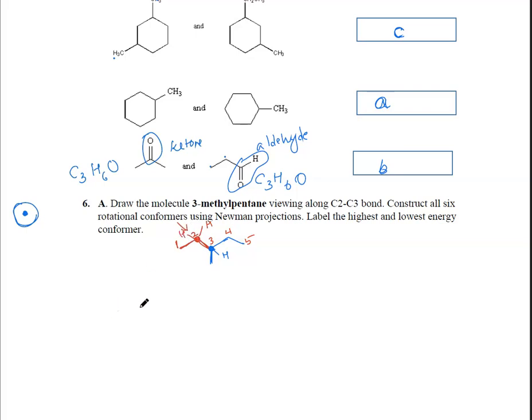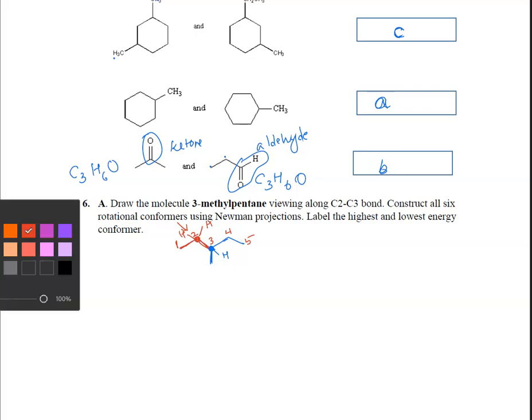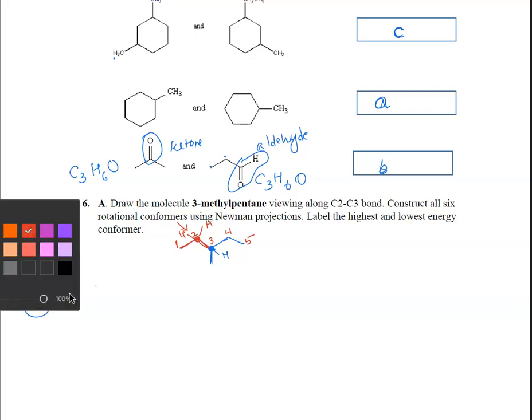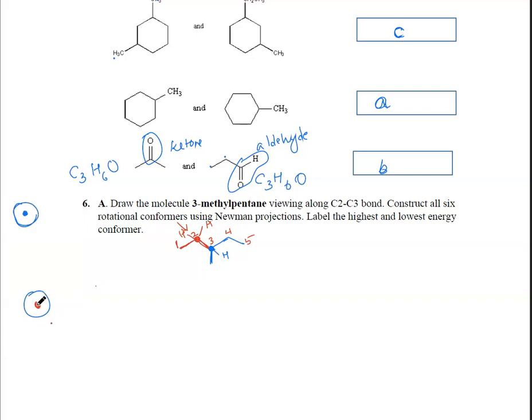Okay, so let's draw this out. I'll start with any random conformer, doesn't matter which one. This is my front, and the back is the blue one. So here's my blue carbon atom. In the front carbon atom, I have a hydrogen, another hydrogen, and a methyl group, so we can put a CH3 there.